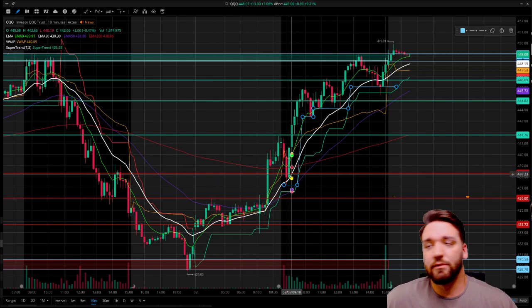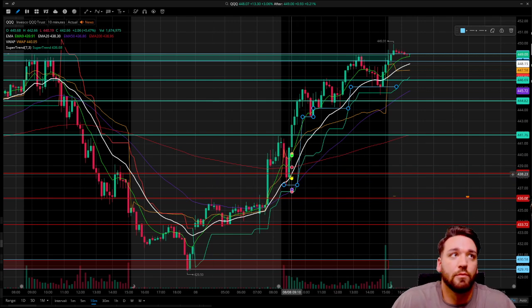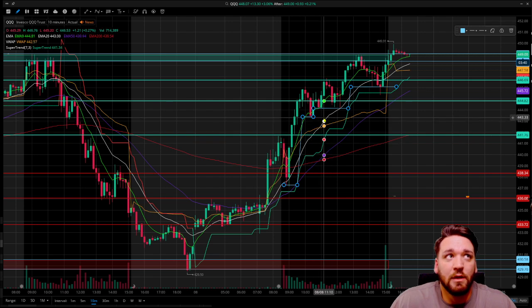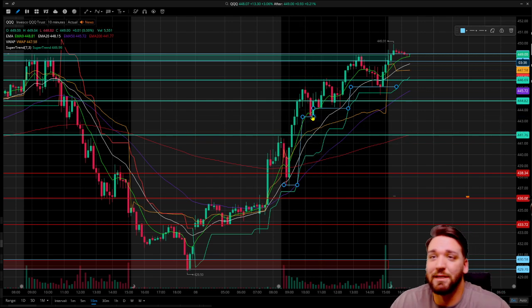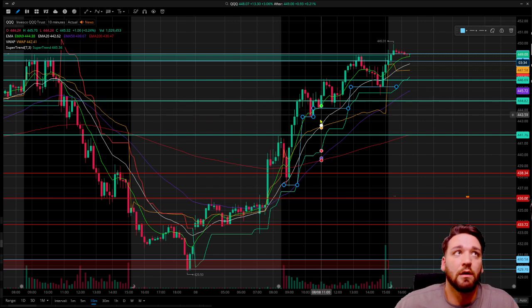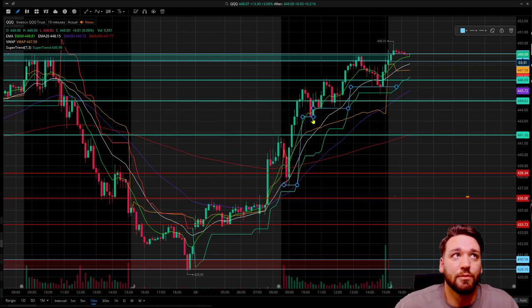We would never even consider a short. We're just riding the trend. So the 5-minute 20 EMA broke as the 10-minute 9 EMA is holding. But look at this. No previous low is broken.